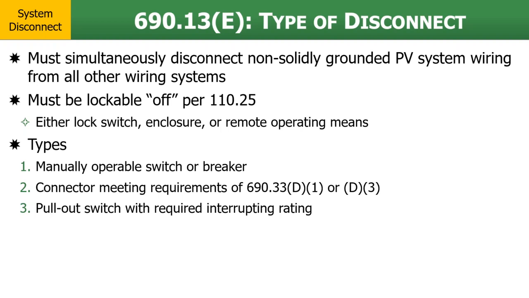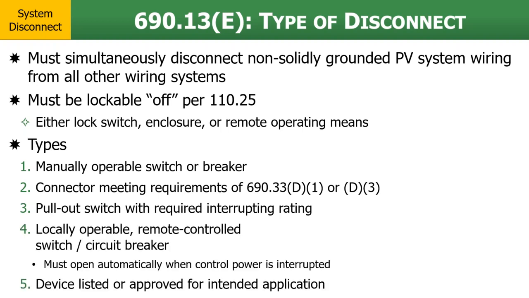D3 says supplied as part of listed equipment and used in accordance with the instructions provided with that listed connected equipment. So again, that could be a connector, say in a microinverter branch circuit, that is rated to interrupt the current of that circuit. Could also be a pull-out switch with the required interrupting rating. Could be a locally operable and or remote controlled switch circuit breaker. So we'll see a picture of that towards the end of this presentation.